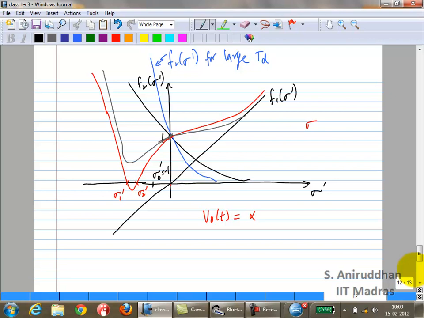Beyond that, it turns out that the sum of these two expressions, f1 of sigma prime and f2 of sigma prime, is always positive. What that means is you won't have real solutions. Now you need to look at complex solutions.